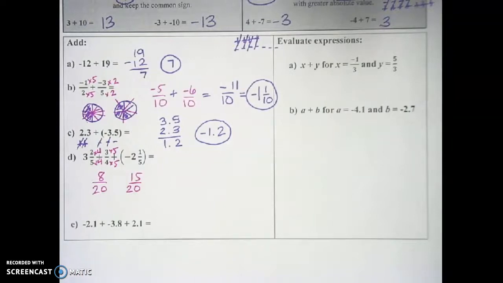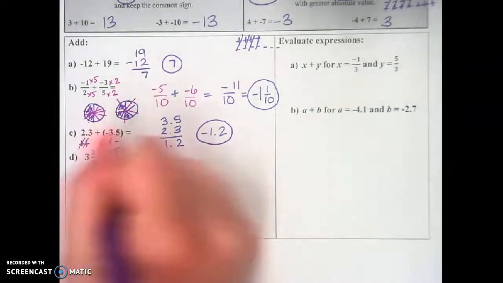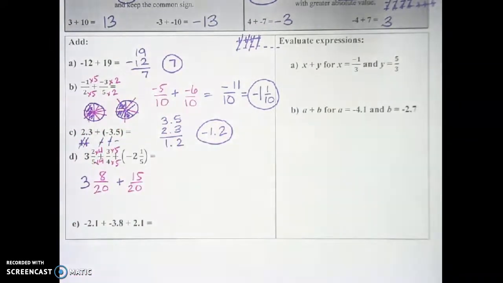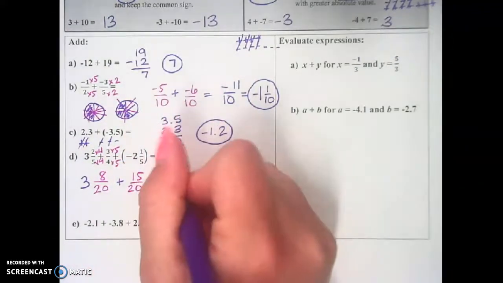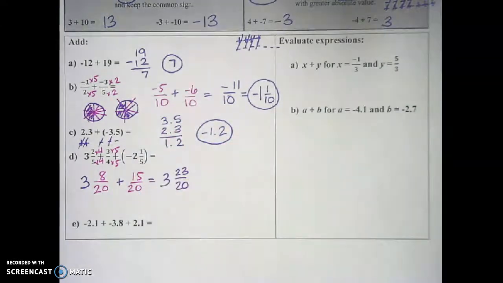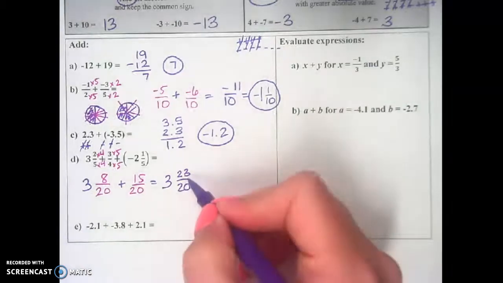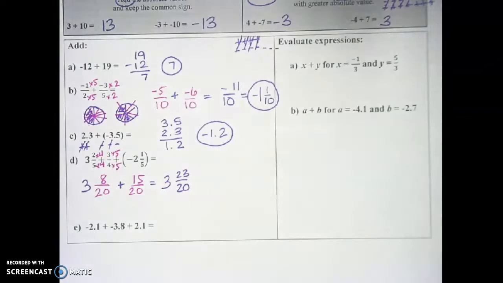I have to have the bottoms match in order for my pizza slices to line up. So now that they're both out of 20, I can go ahead and add them. I had a whole number 3. 8 plus 15 was 23. Bottom stays the same of 20. Okay. Yes, this is improper, but I'm just going to go ahead and leave it because I do have another fraction here. Okay. So we're back to something not out of 20.